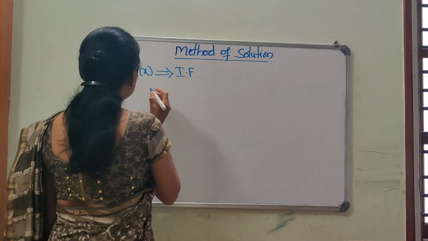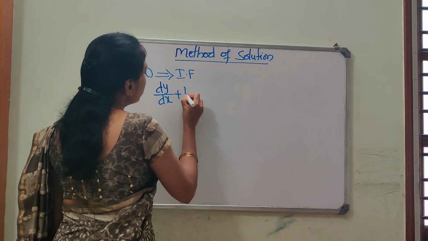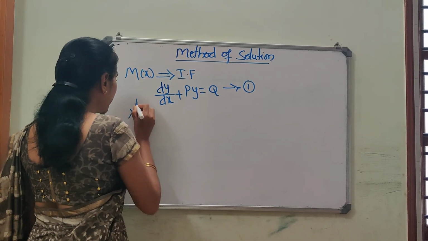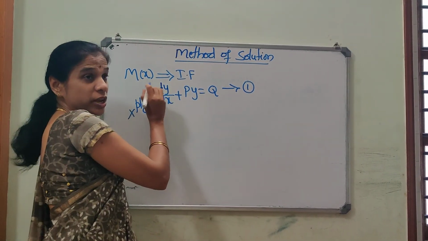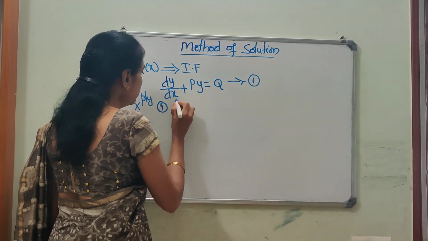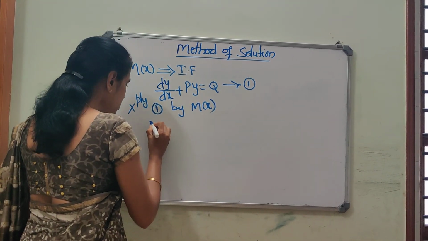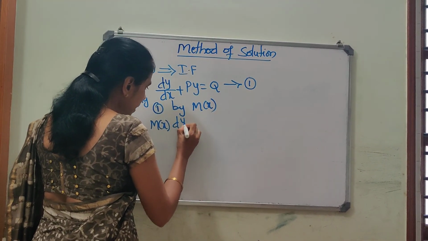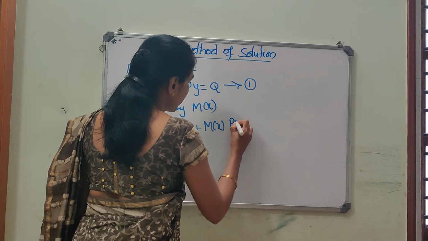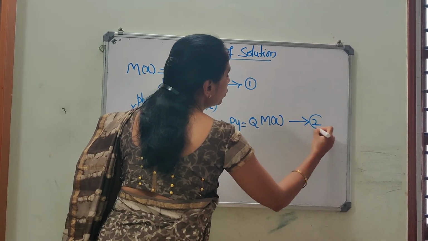So for that, what we need to do is multiply. First consider dy by dx plus py is equal to q. Call this equation 1. Our aim is to get the function m of x, which reduces this equation to a simpler form. Multiply 1 by m of x. So what happens? It is m of x into dy by dx plus m of x into py is equal to q into m of x. Let me call this equation 2.